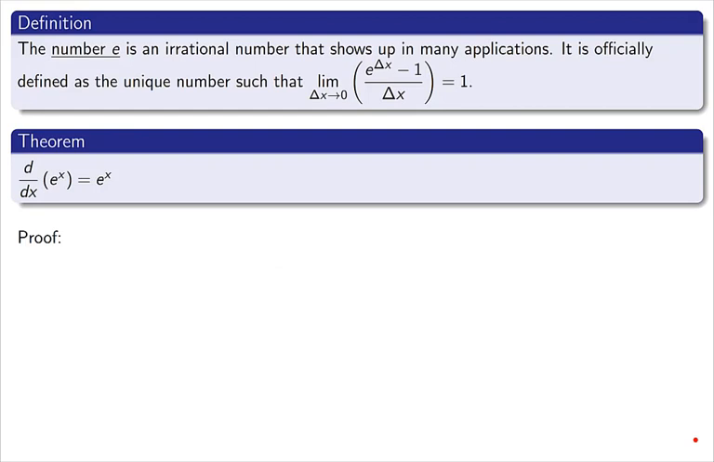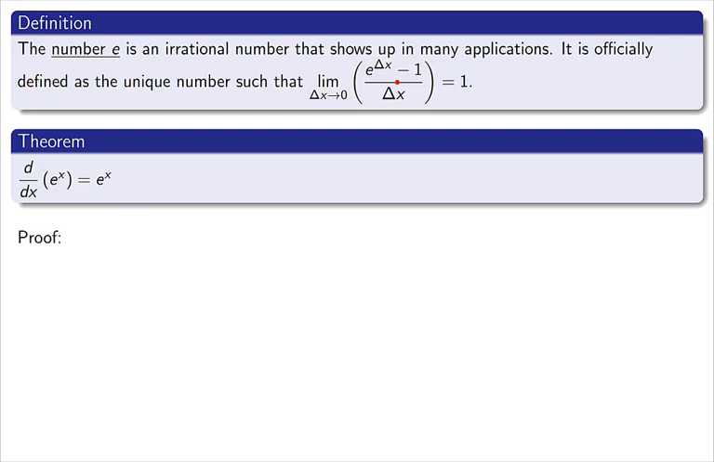The final rule that you'll need is related to the function e to the x. So first off, the number e you have probably encountered before. It's an irrational number and it shows up in many applications. Officially defined, this looks pretty weird, but we're going to define it as the limit as delta x approaches 0 of e to the delta x minus 1 over delta x. You might think it looks a little bit like the definition of the derivative, and that's exactly why.